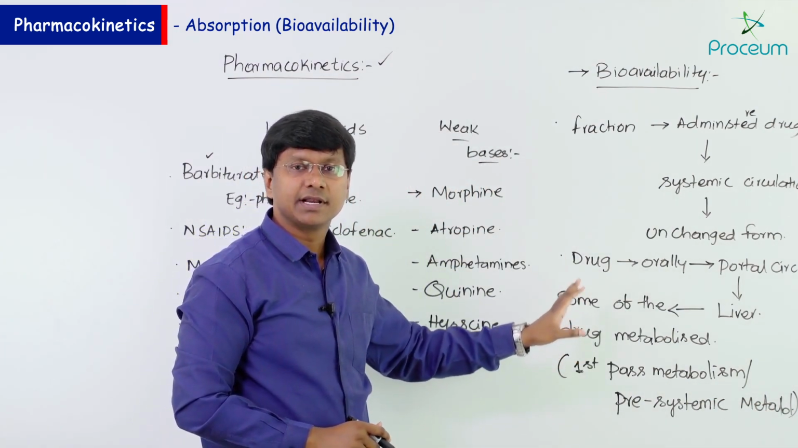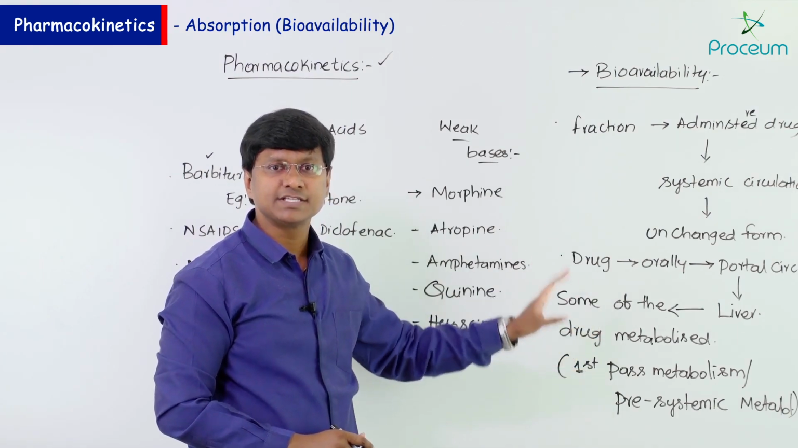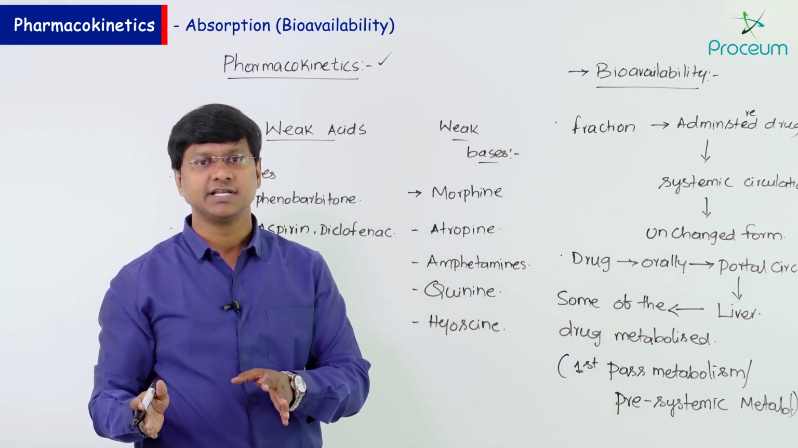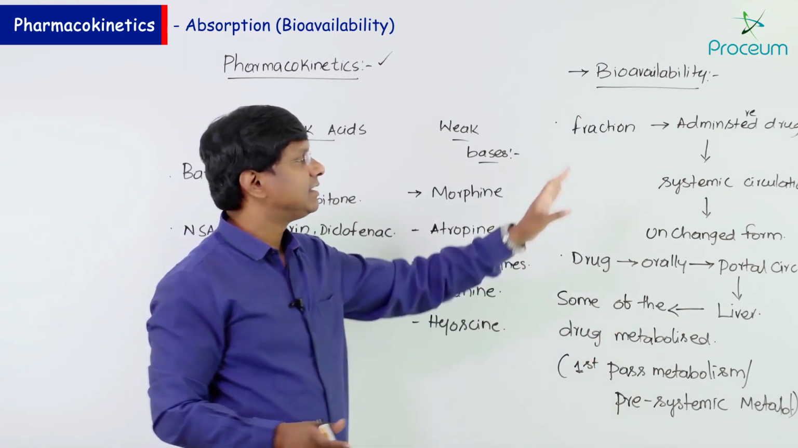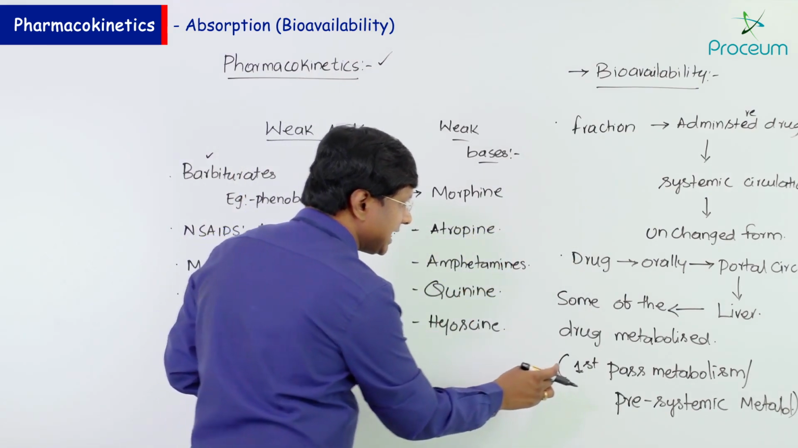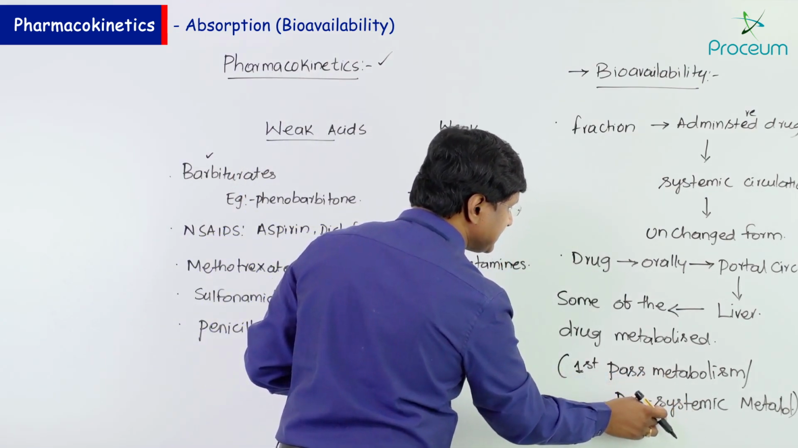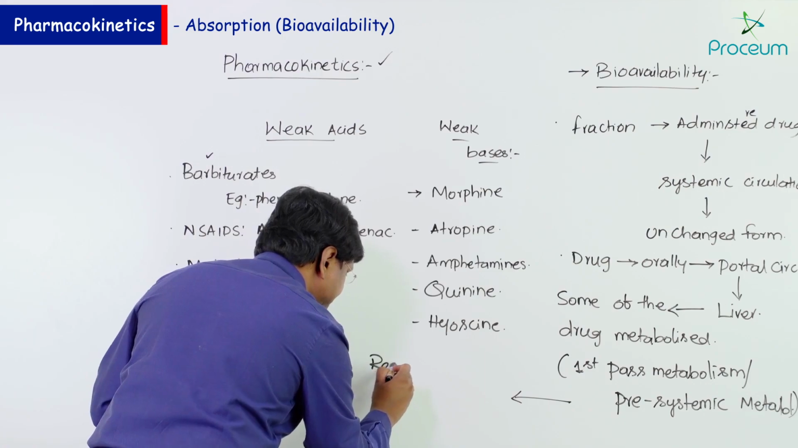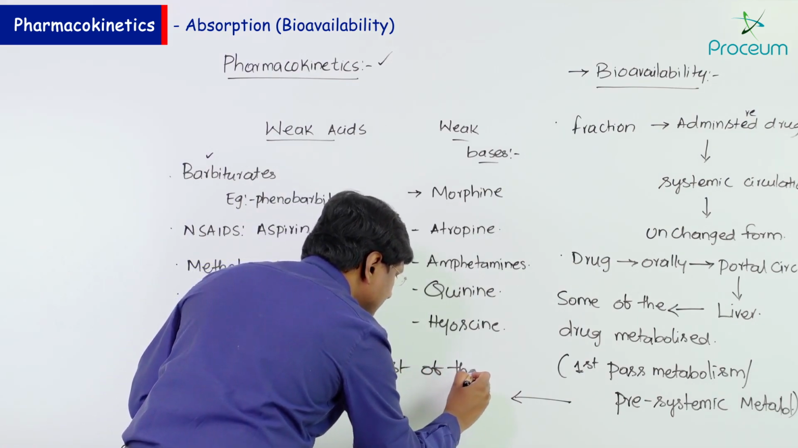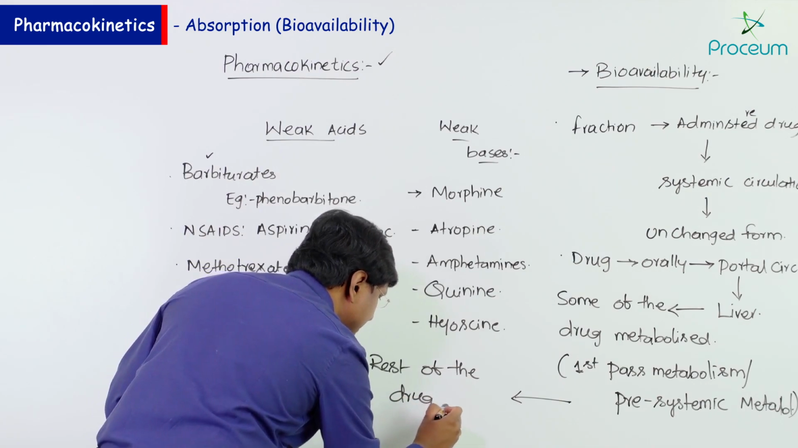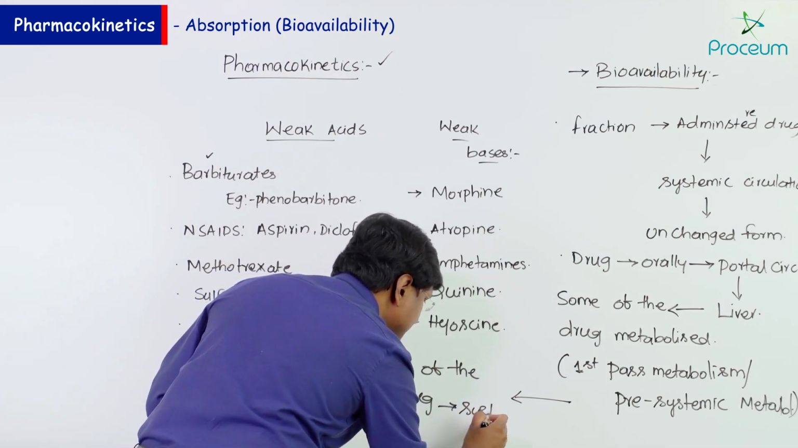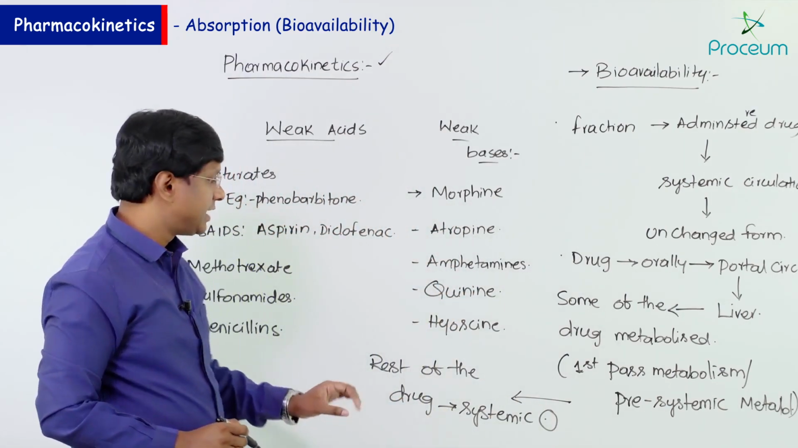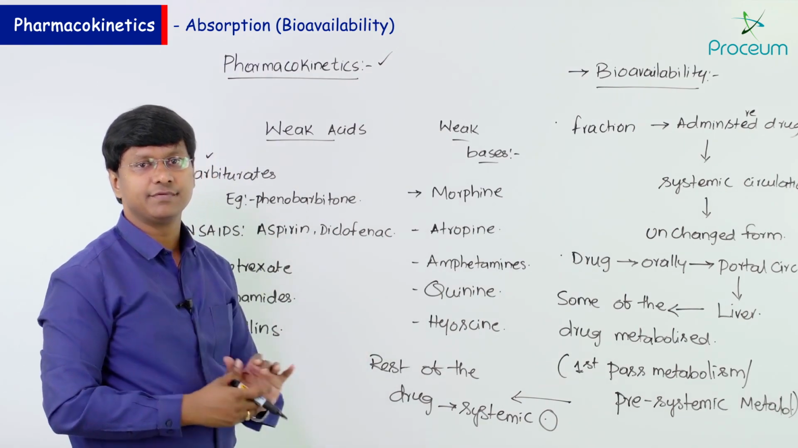The remaining part of the drug, the rest of the drug after metabolism in the liver, will reach the systemic circulation, and that will define the bioavailability. So after the first pass metabolism in the liver, the rest of the drug reaches the systemic circulation. This is your bioavailability.